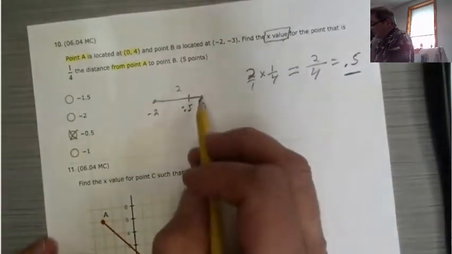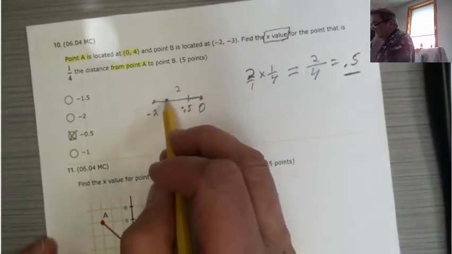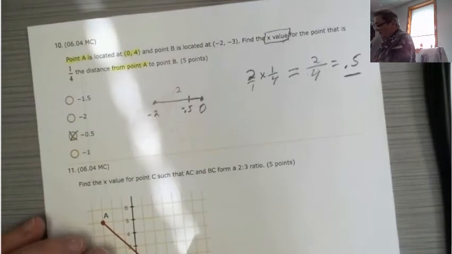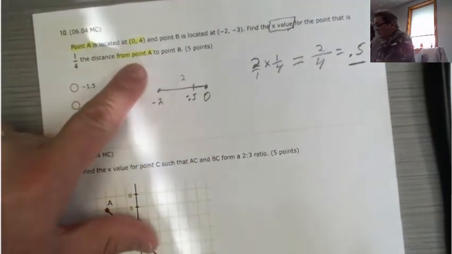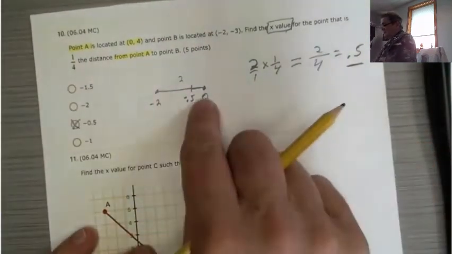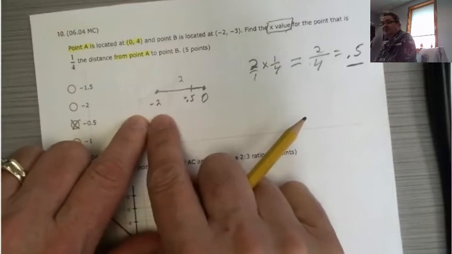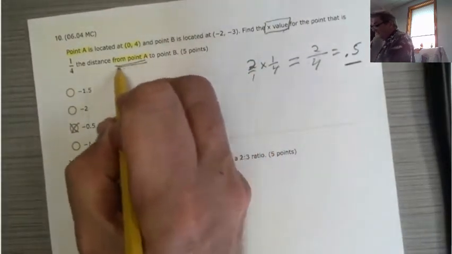Half the distance would be -1. 3/4 of the distance would be -1.5. I mean, -1 and -1.5. So just look to see where you're starting at so you know which way to add that to, right? It makes a difference if you start at the -2 or if you start at the 0. So look at where they want you to start from.